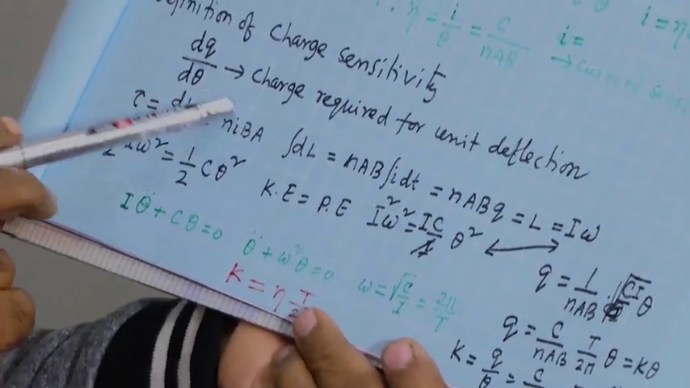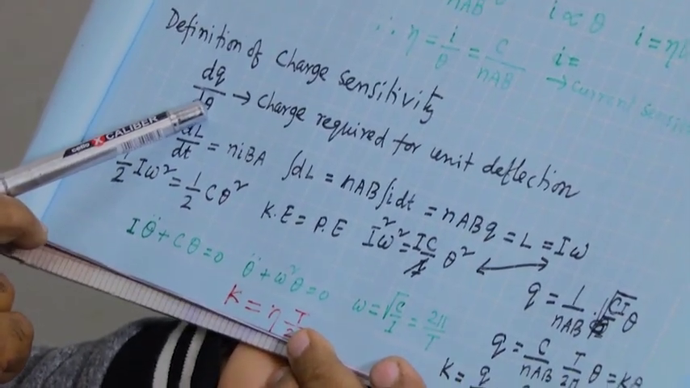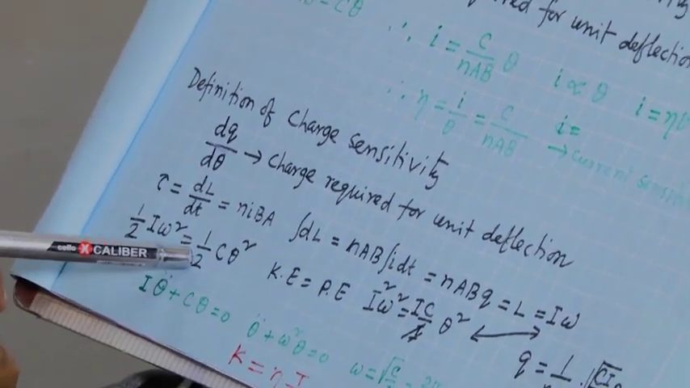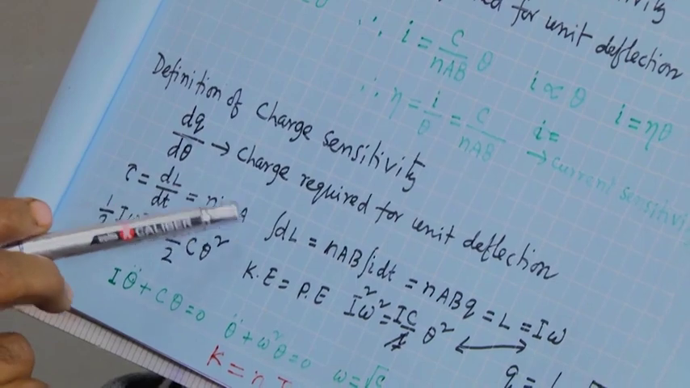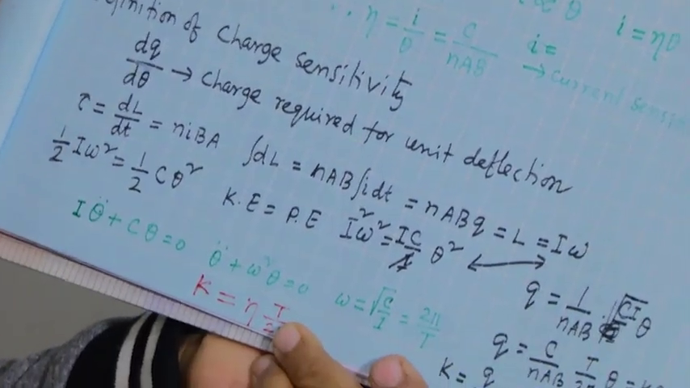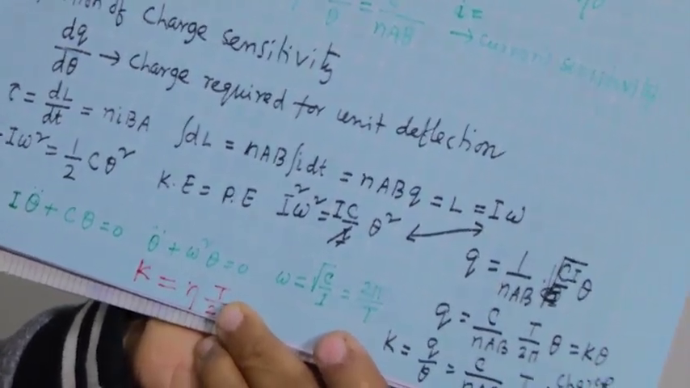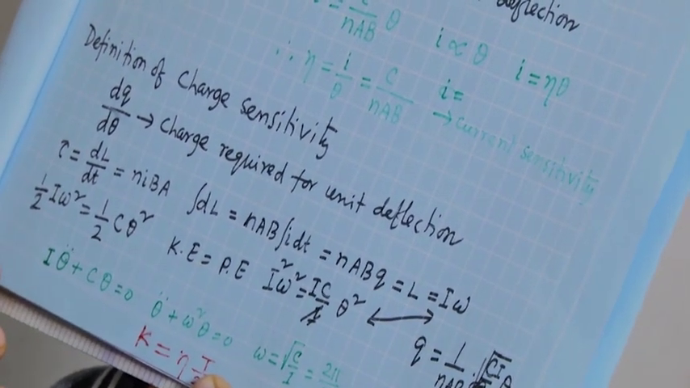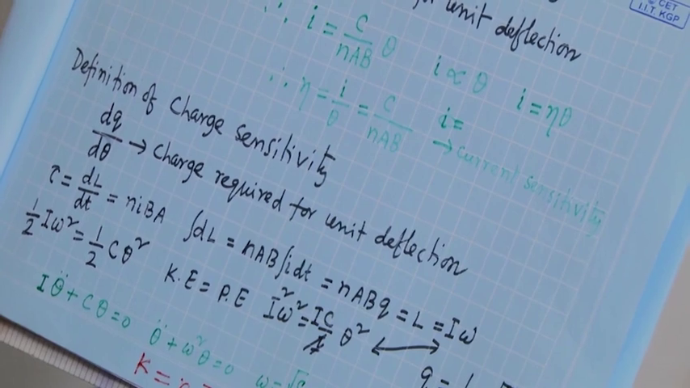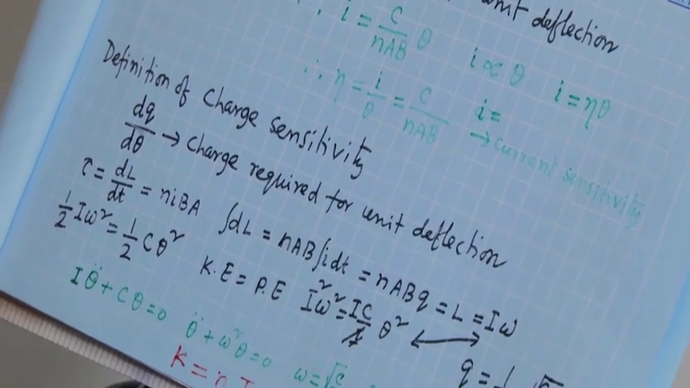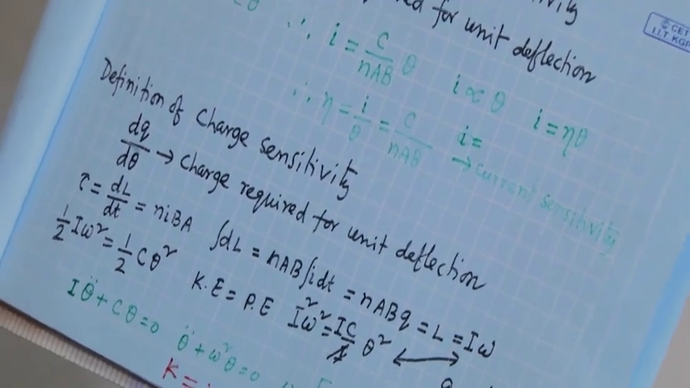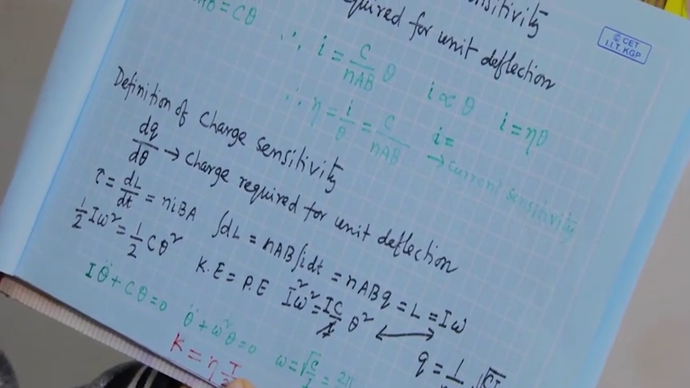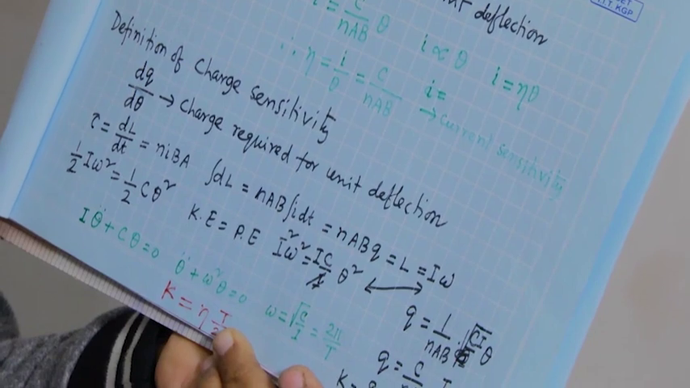To find the relation for this charge sensitivity, we have to go through a few steps. Now you see this force is a linear force. What is the relation between the force and the momentum? The change of momentum, dp by dt, that is the force, the linear force.